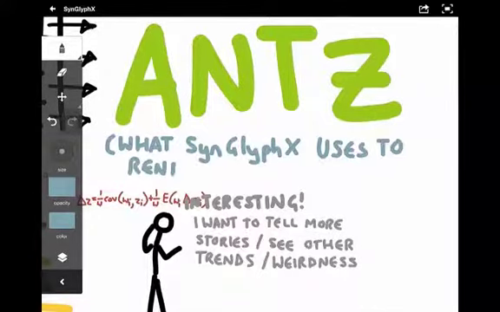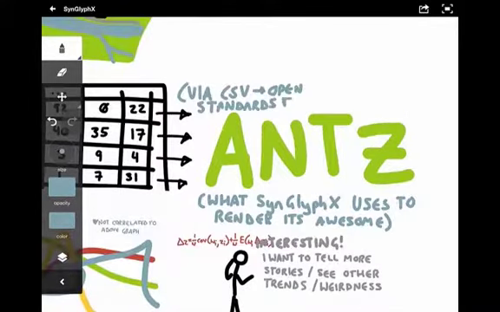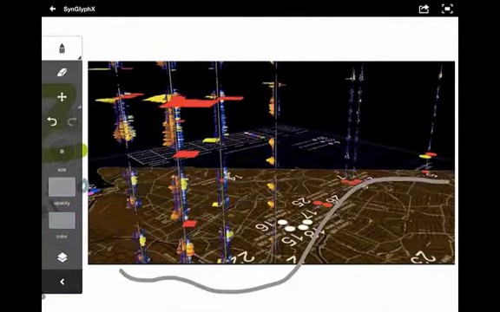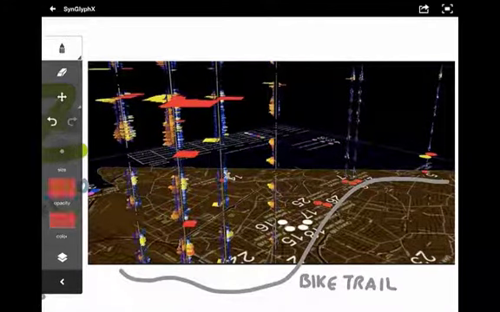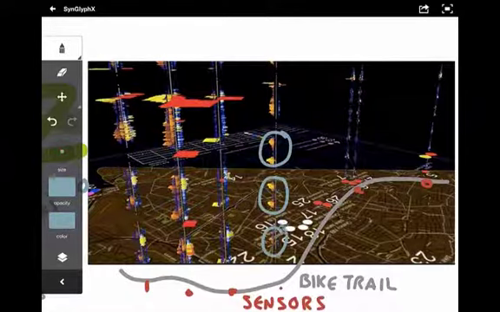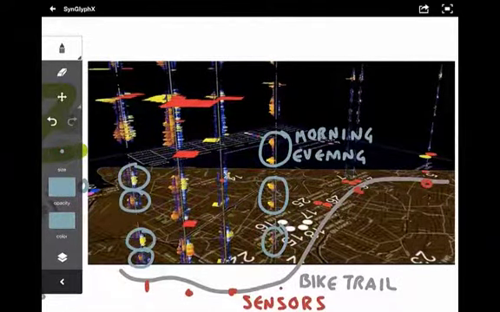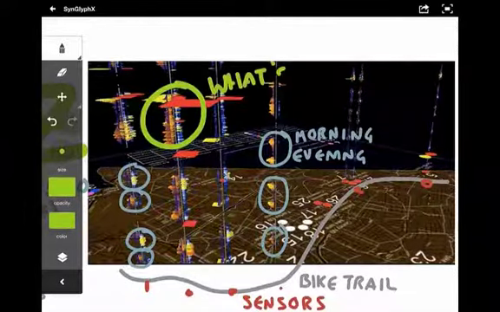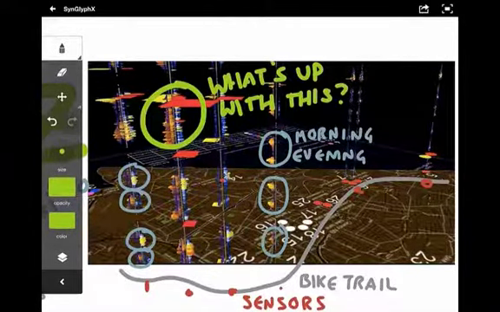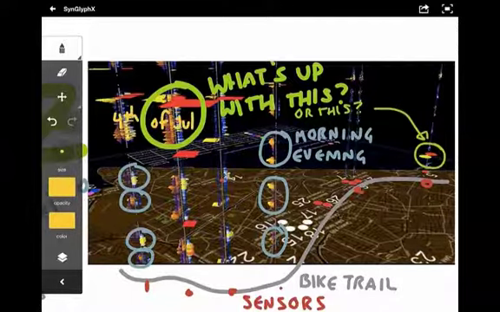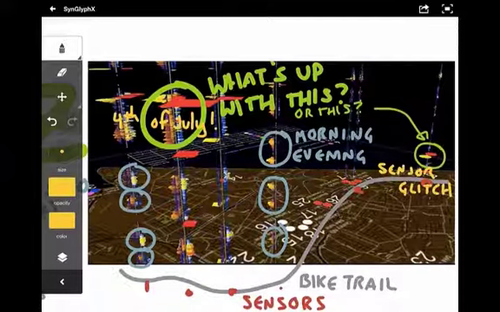This is an example of that, of visualizing this data. So you still have the bike trail, you have the sensors, and then you see these trends of the days, the morning and the evening, and you also see these anomalies. Oh, what's up with this? There's clearly a lot more traffic on this day, and there's a lot more traffic over there, too. And it ends up that this day was the 4th of July, so there was a lot more traffic, and over there was a sensor glitch. We can see both of these things immediately.